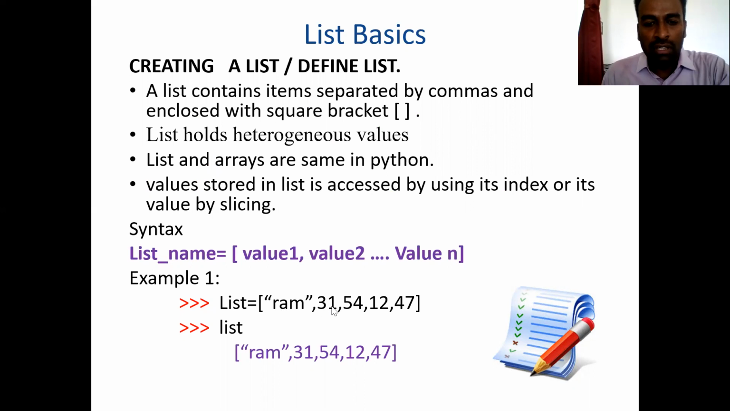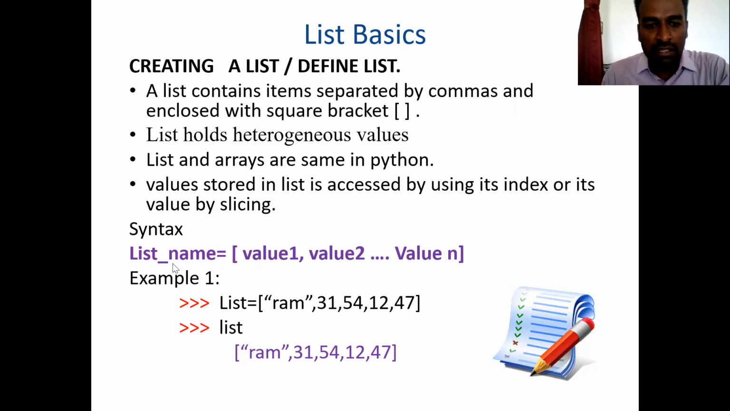So we have to include the elements inside the square brackets. It is looking like an array, and also it is a list. The values stored in a list are accessed by using their index or by slicing. So in the last session, we discussed slicing, right? What is slicing? We just give the starting element and then the ending element. That is the slicing.